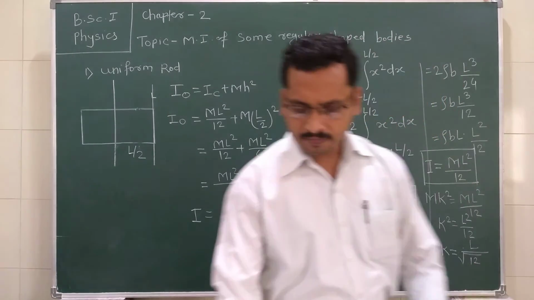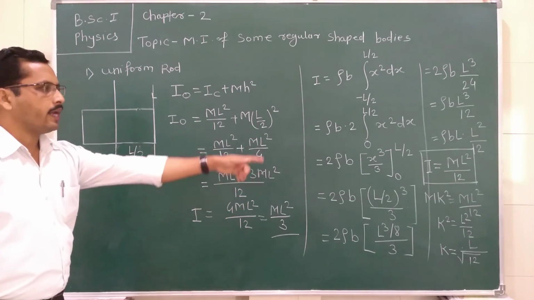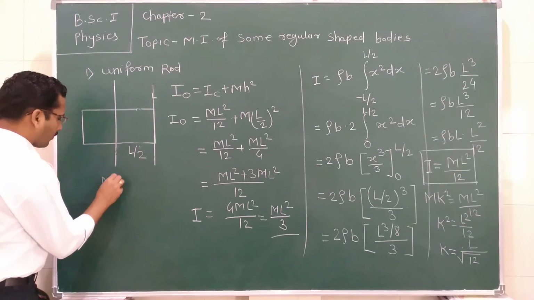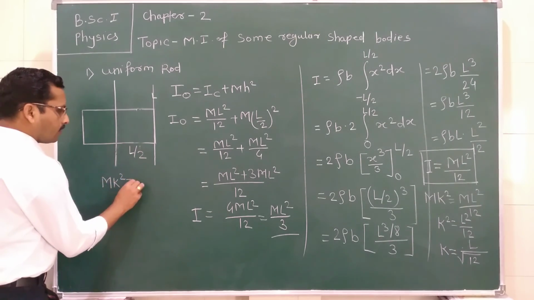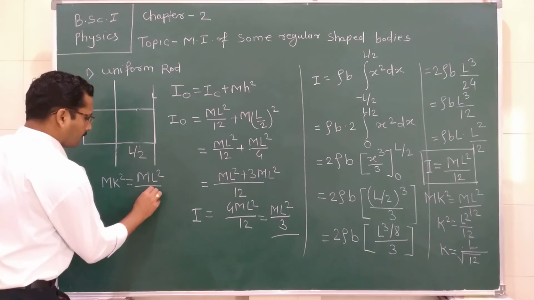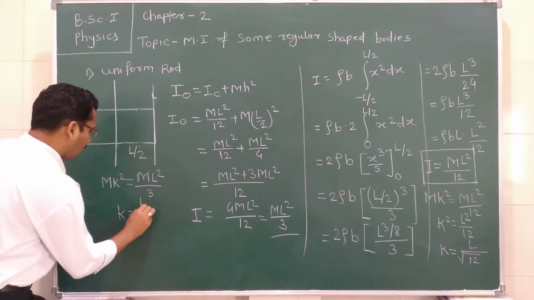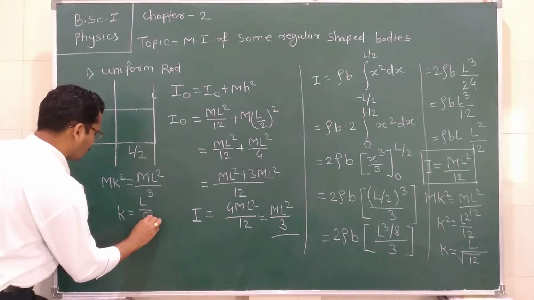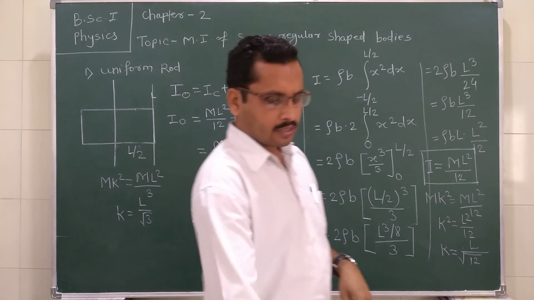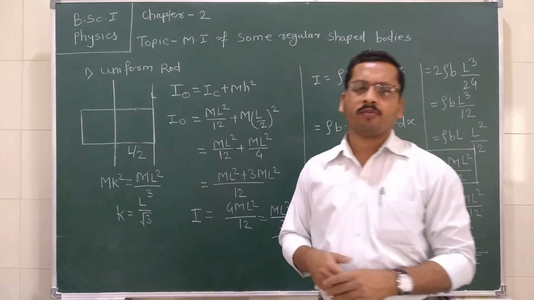Now in this case we can also find the radius of gyration. So what is the radius of gyration? mk square is equal to ml square divided by 3. So what is k equal to? This k is equal to L by root 3. So in this way we can find out the radius of gyration of the uniform rod.